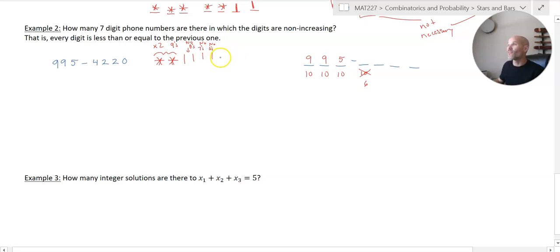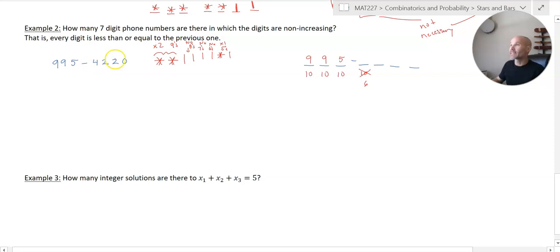Next bar will terminate the 5s, but I do have a 5, and so I'm going to place 1 star there to indicate I have 1 5. I'm going to end the 5s. There's 1 5.